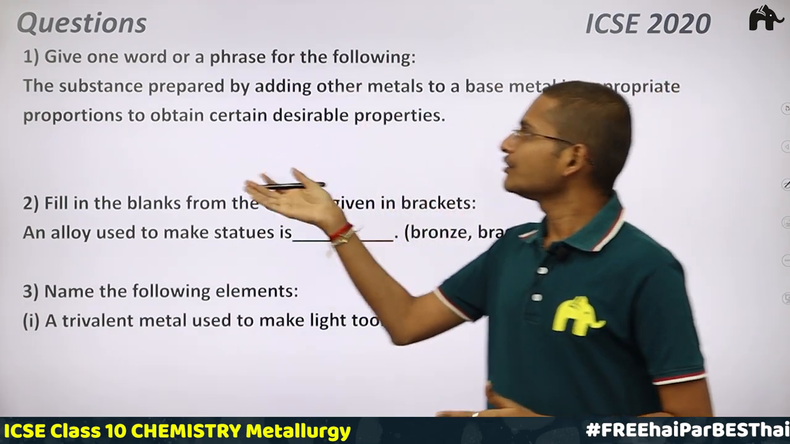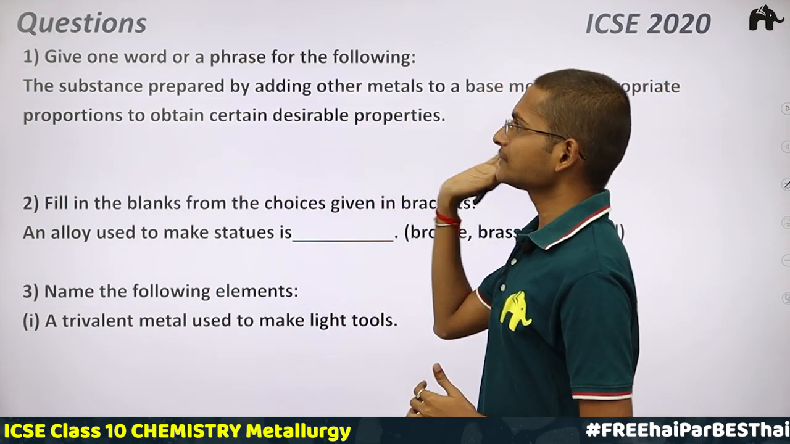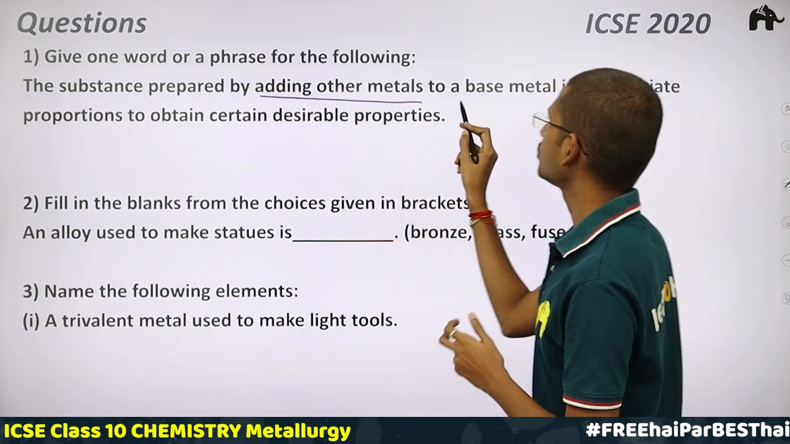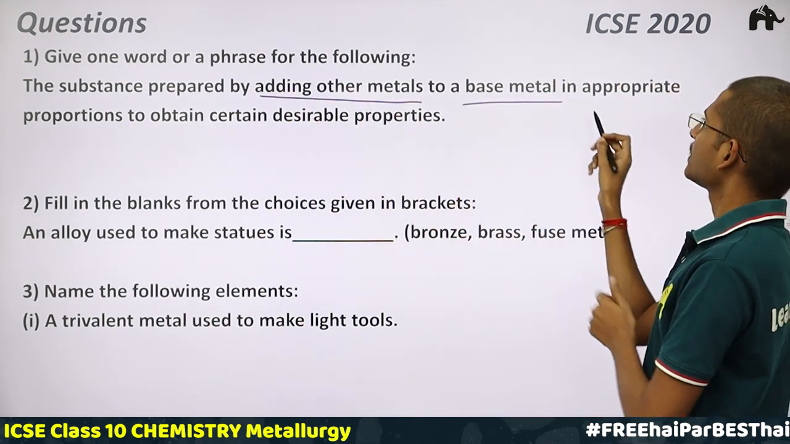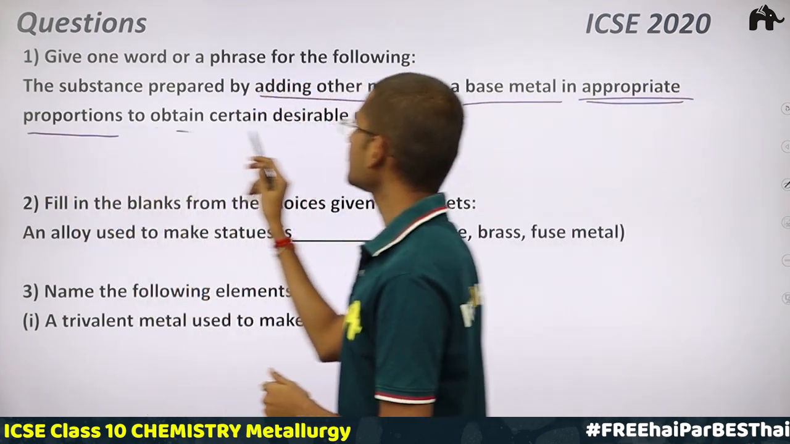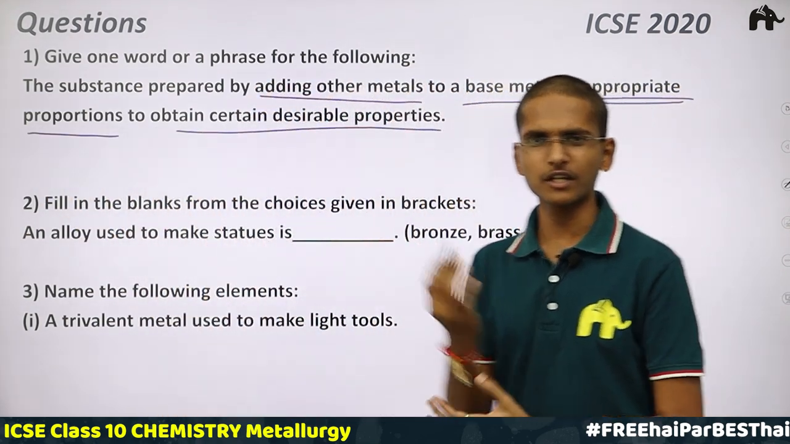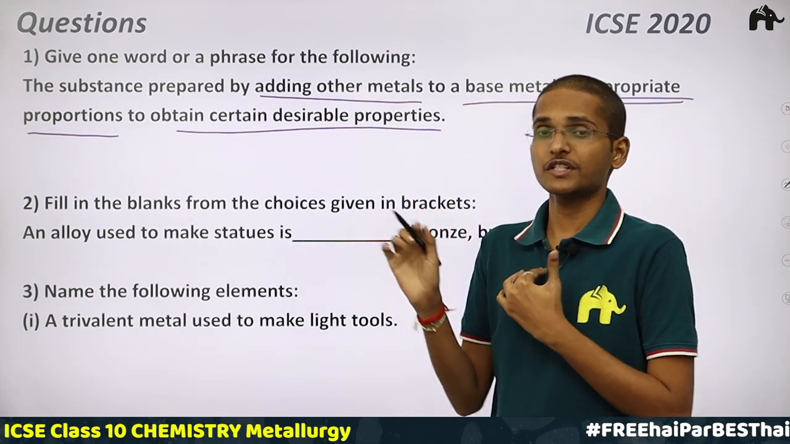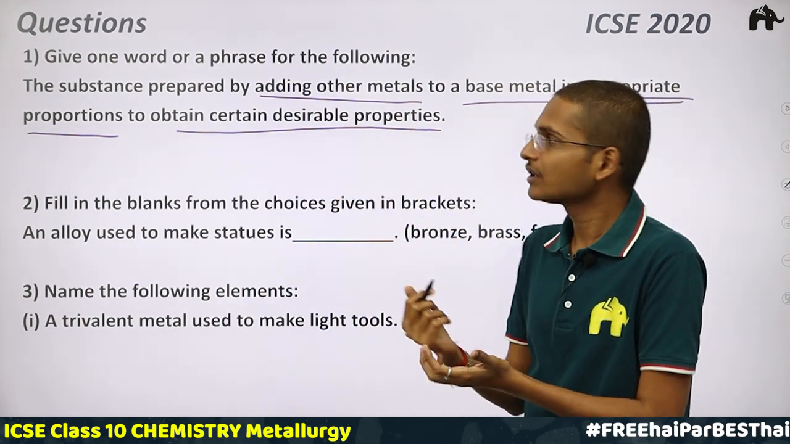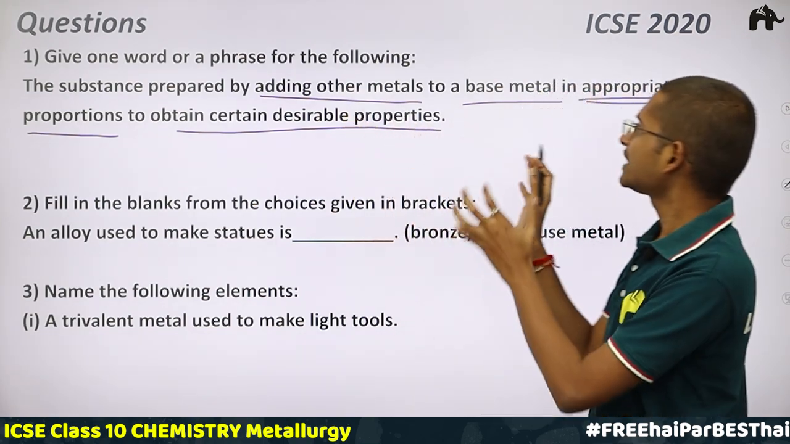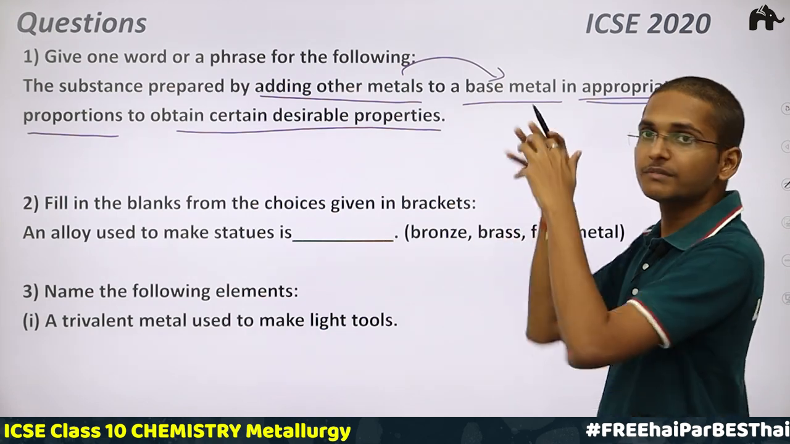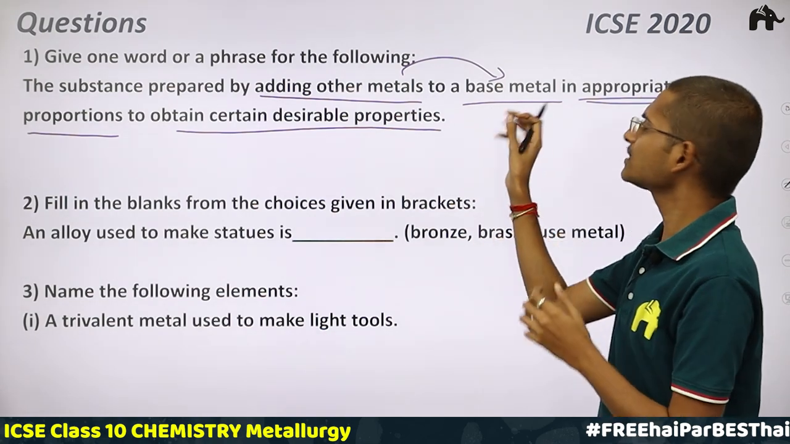Give one word or phrase for the following: the substance prepared by adding other metals to a base metal in appropriate proportions to obtain certain desirable properties. We have just now seen that we are making alloys. How? We are adding the metals, mixing the metals. Adding other metals to the base metal means we are mixing the metals. Base metal means the principal metal.